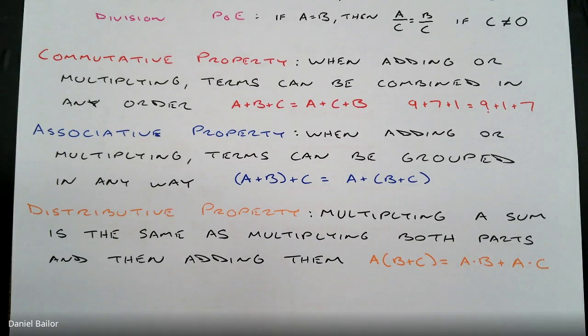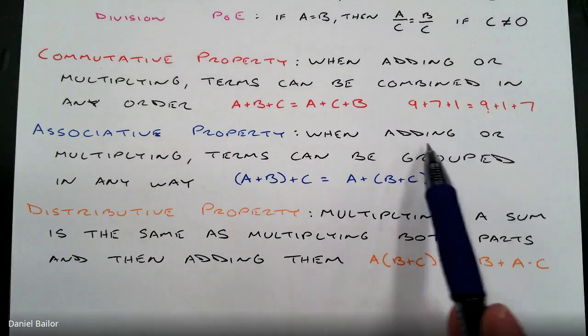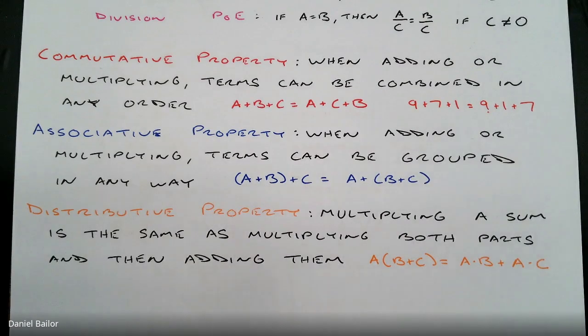The next property is the associative property. The associative property, like associations, like the National Basketball Association or the American Medical Association. The NBA is an association, a group of basketball teams. The AMA, the American Medical Association, is a group of doctors. So the associative property is all about groups. It says that when you are adding or multiplying, terms can be grouped in any way, which means you can put the parentheses wherever you want.